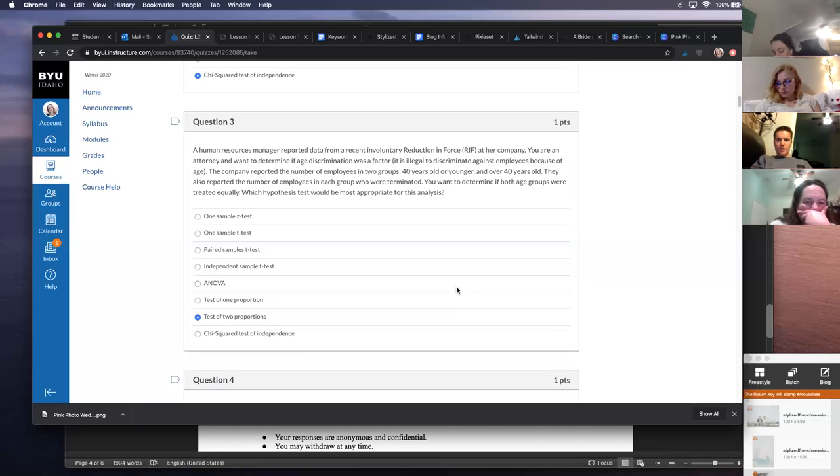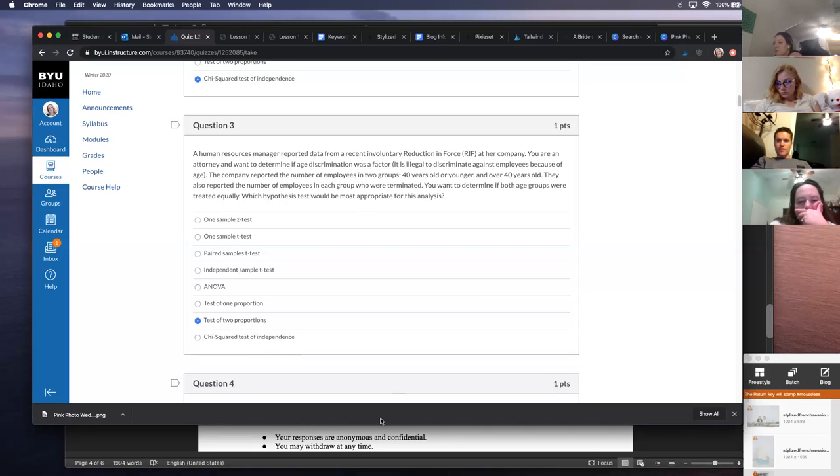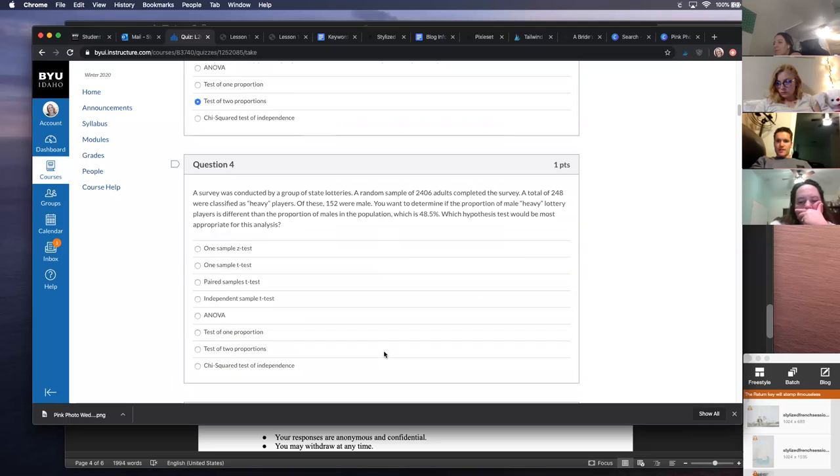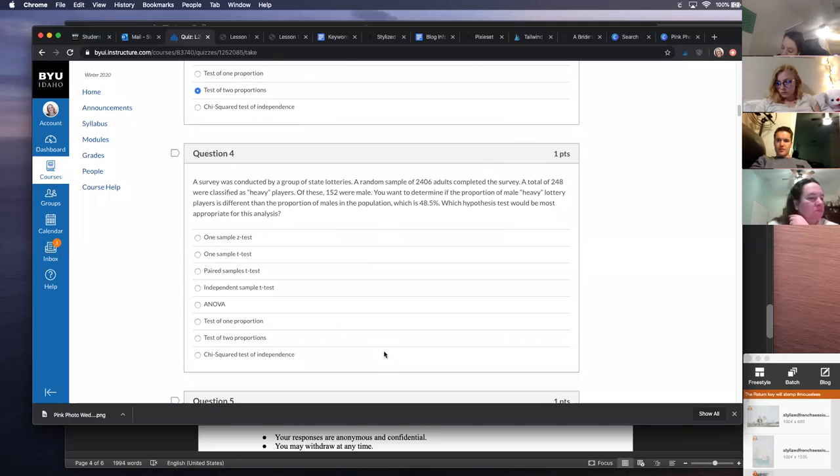Because now as we're going through question four, I kind of see that makes some sense, because question four would deal with proportions in my mind, because you know the 152 were male, whereas the others are not male or female. So there's no numbers attached to it. Is that how you thought about it, Ben? Kind of curious to see what you thought.